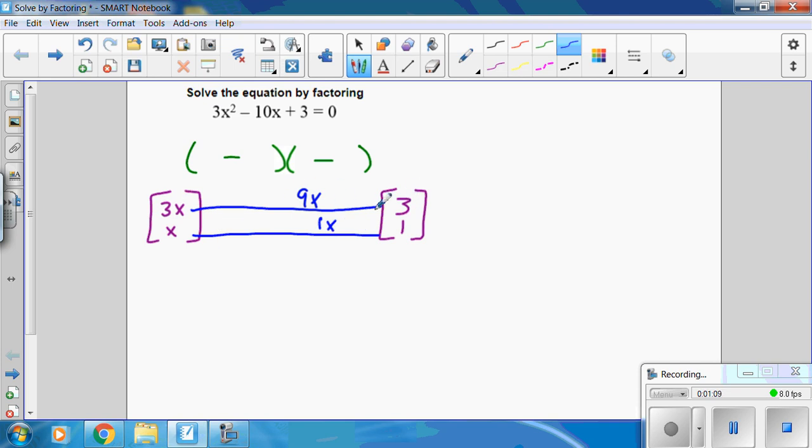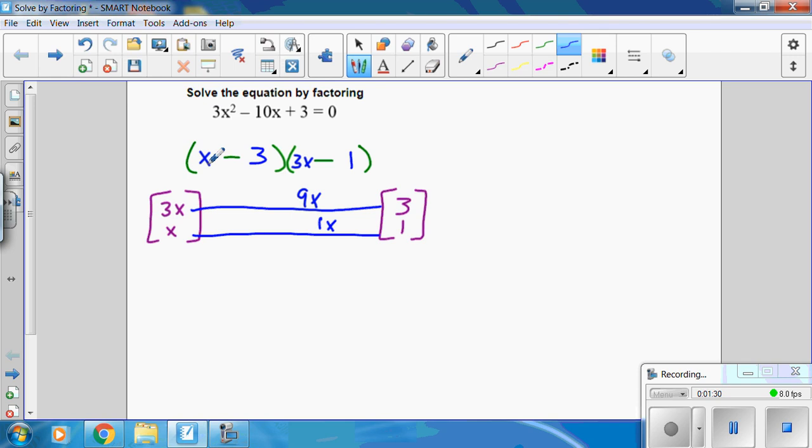So let's put the 3 and the 1 in this spot. It doesn't really matter where we put them because the signs are the same. Now, it does matter where we put the 3x and the 1x because 3 is getting multiplied with 3x. And if we have the 3 here, then 3x has to be here with the 1. And then the 1x is going to be here.